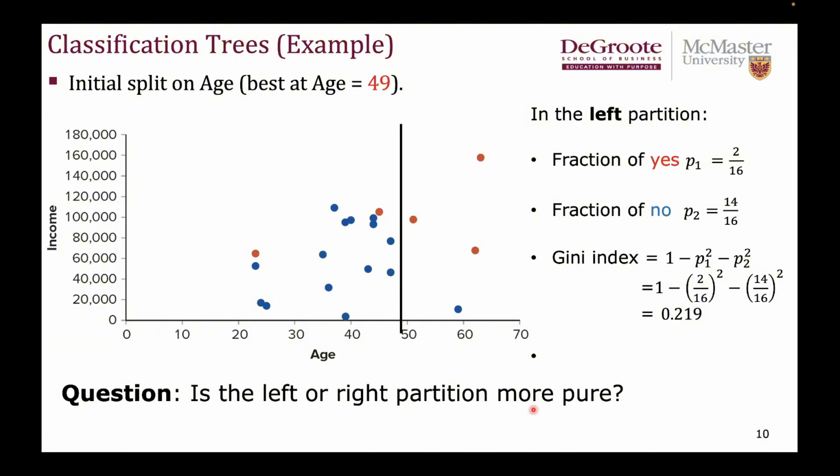So what do you think? This region's Gini index is 0.219. This region to the right is 0.375. Which region is more pure? Well, the idea is that the Gini index is an impurity measure, so the larger the value, the more impure. Based on those numbers, the Gini index of the left part is 0.219, smaller than the 0.375 on the right-hand side. So the right-hand side has a greater Gini index, so it's more impure.